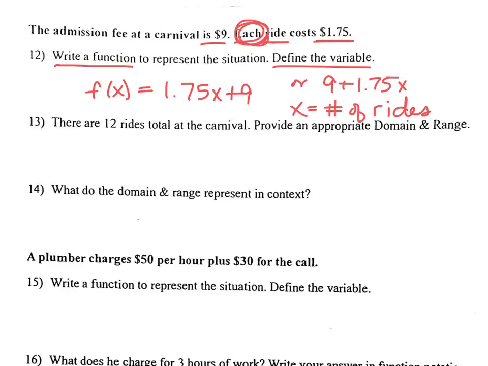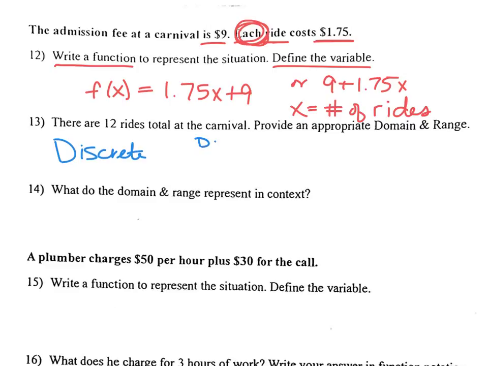All right, there are 12 total rides of the carnival. Provide an appropriate domain and range. So we want to address, first of all, is this discrete or continuous? And this is an example of discrete. You can only go on a single number of rides. You can't go on like half of a ride. So since this is discrete, we're going to list our domain and range separately.